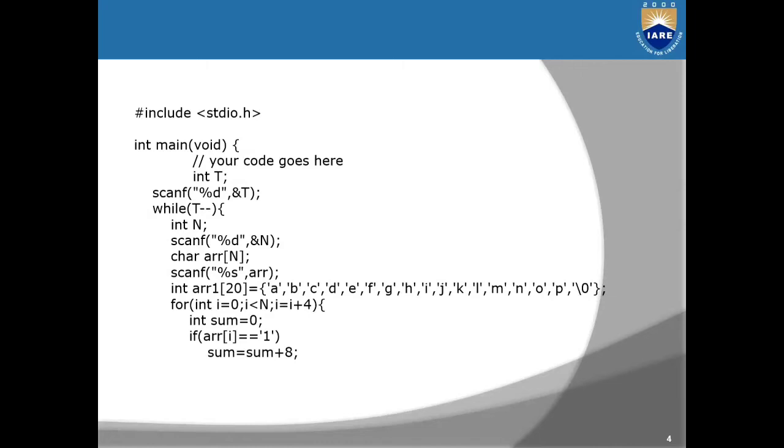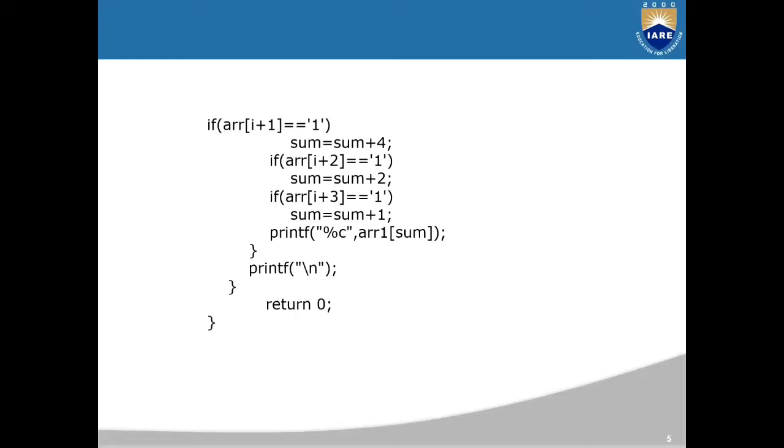Then next we are taking an if statement. If arr[i] is equal to 1, then it will go to the next line and add to the sum: sum = sum + 8. Or else if arr[i+1] is equal to 1, then it will go into sum = sum + 4.